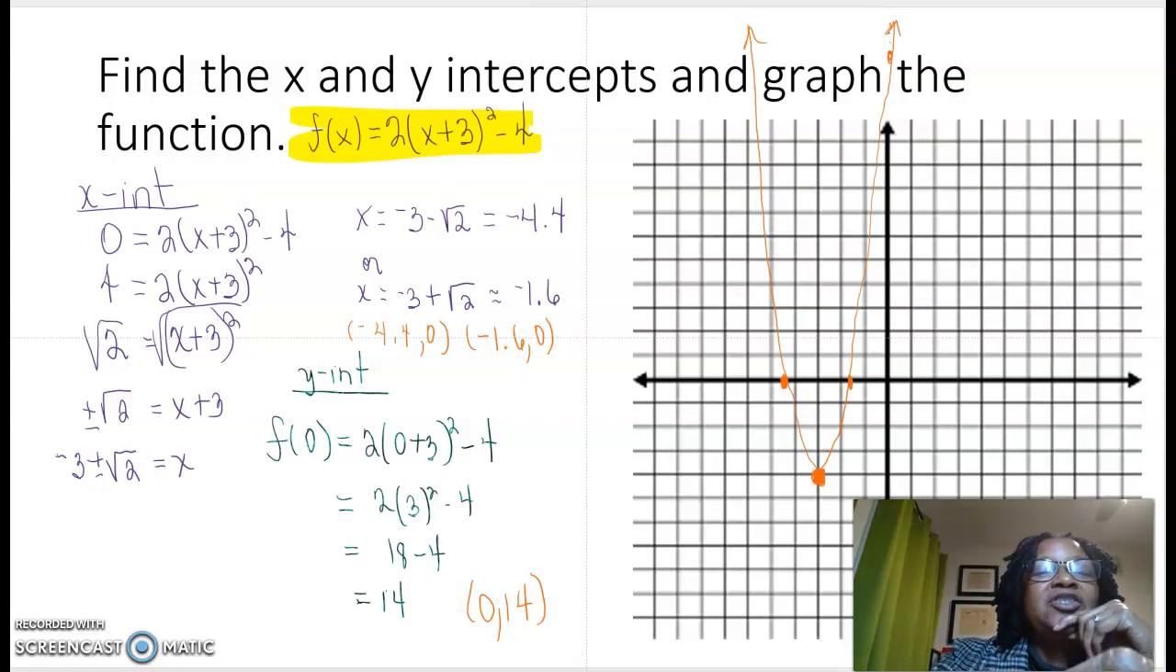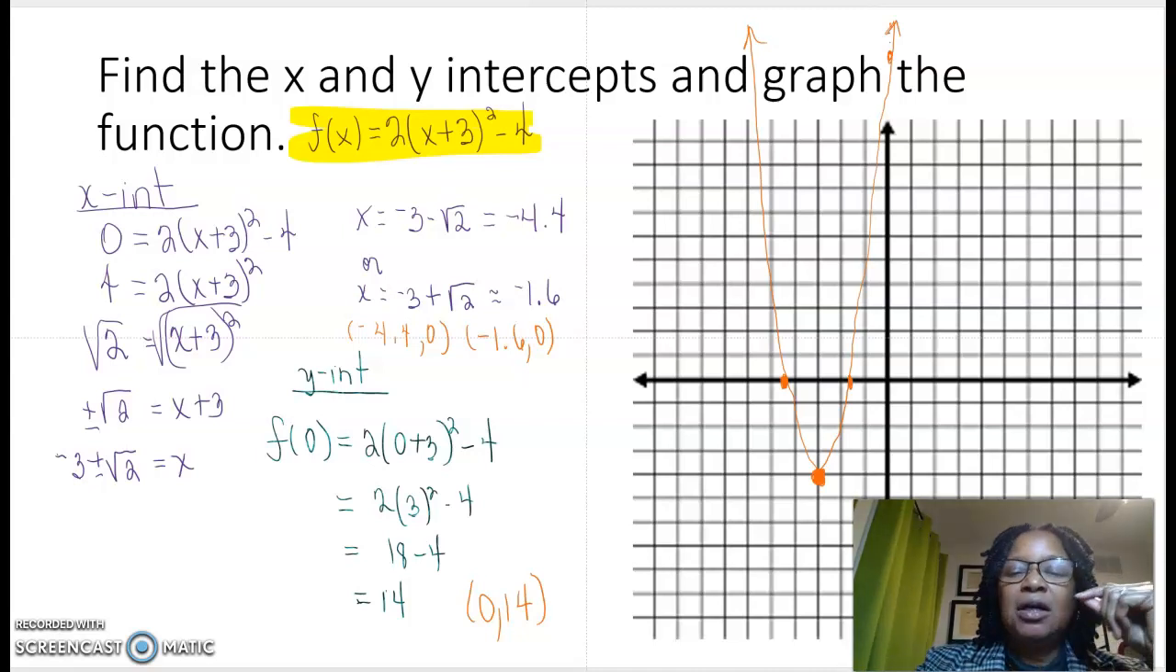If I want to sketch my axis of symmetry, then my axis of symmetry for this problem is going to be x equals negative 3. So I would sketch my imaginary vertical line at x equals negative 3. And that is my axis of symmetry. All right, so there's a graph. Hopefully you understand, and we'll see how it goes from there.